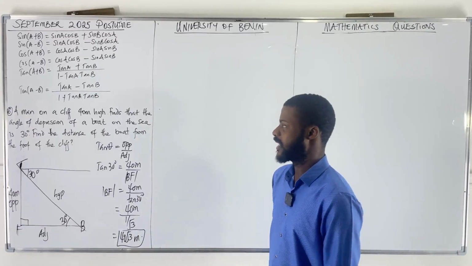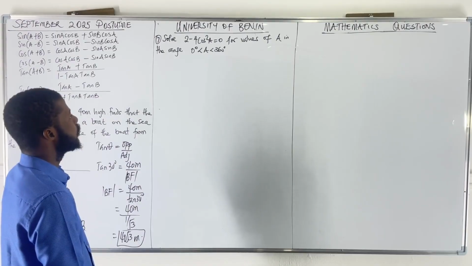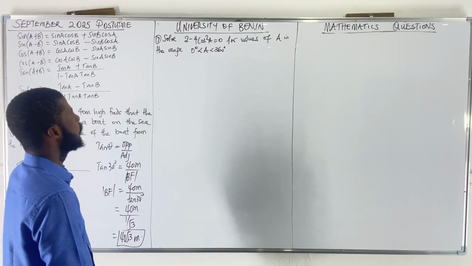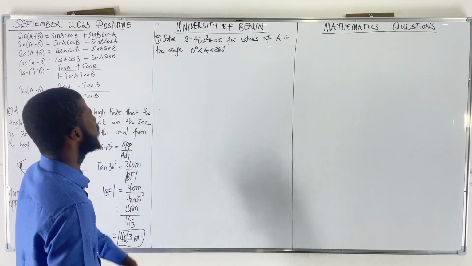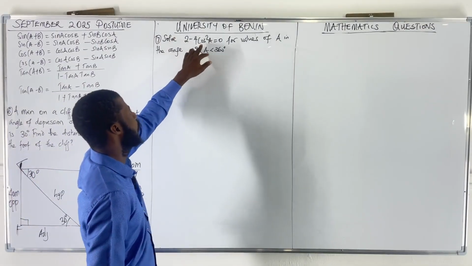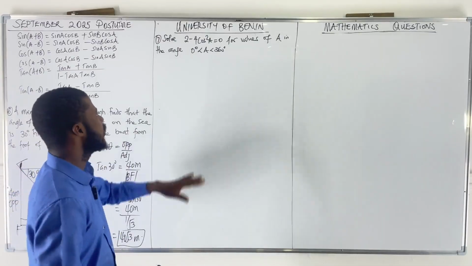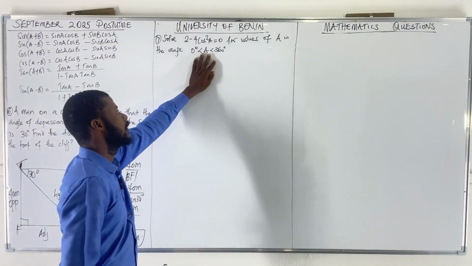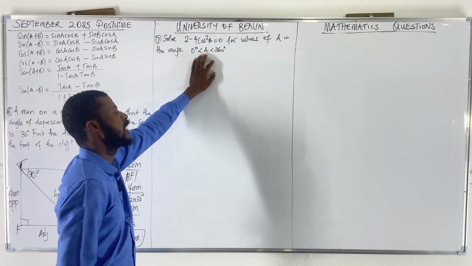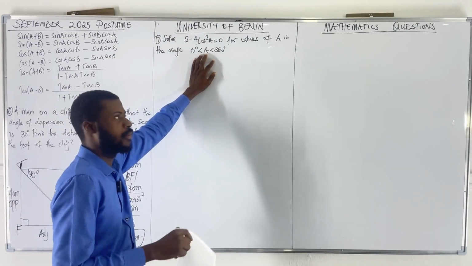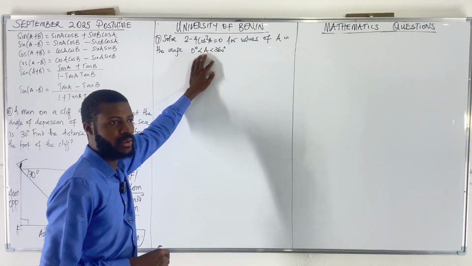Let's go to question number 7. Question 7 says we should solve for A within that range, and the equation is 2 minus 4 cos squared A. The interval here suggests that we should find the value of A in all parts of the circle, so it's going to be tedious work.